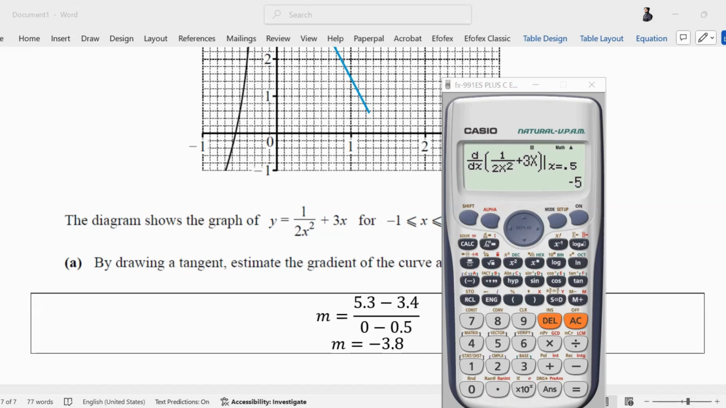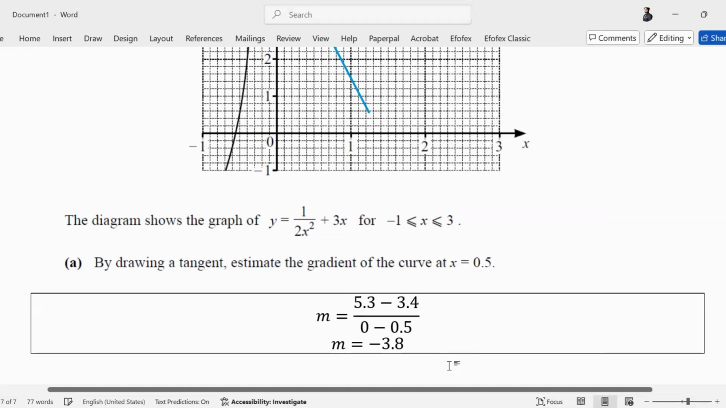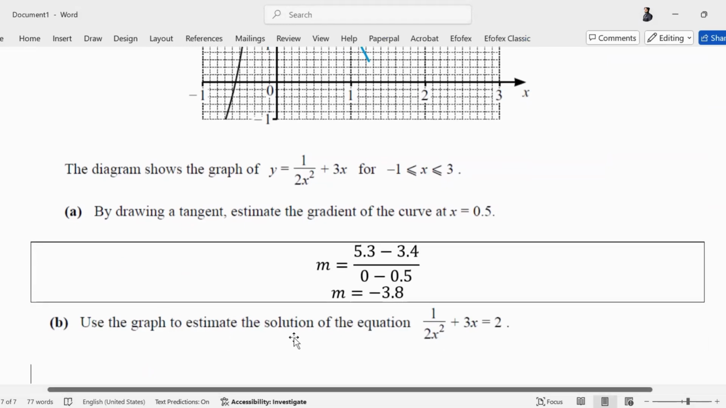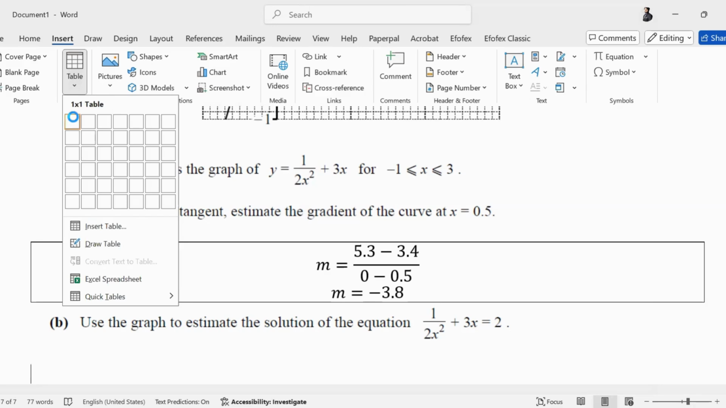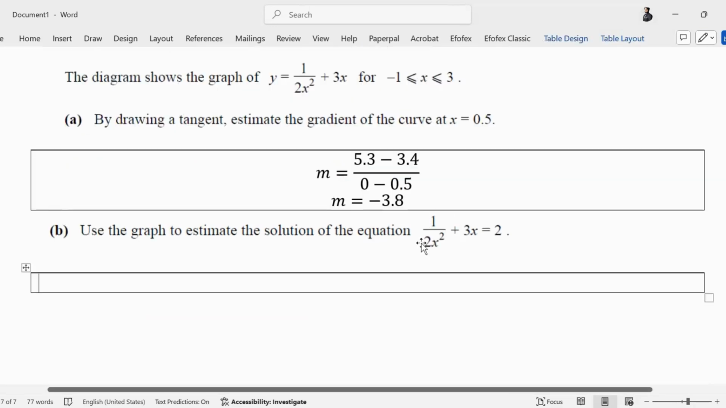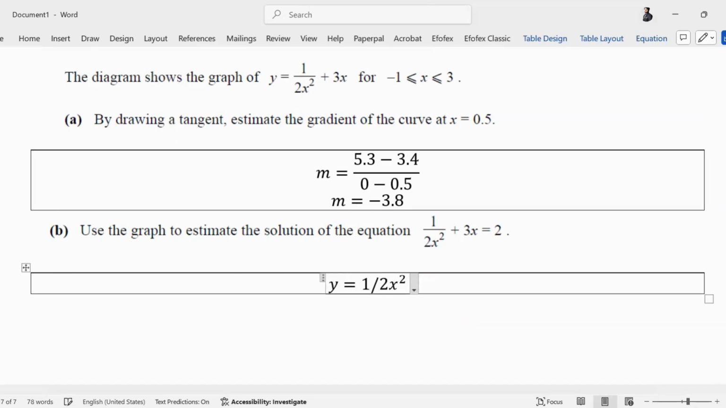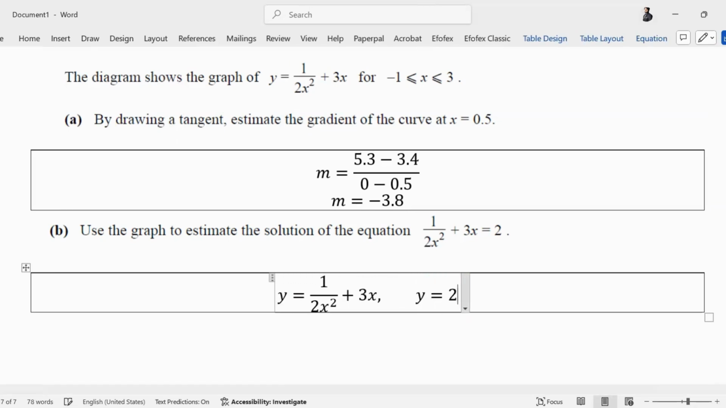Okay, so moving on to the second part of this question, which confuses lots of students. Use the graph to estimate the solution of this equation. If I want to solve this equation graphically, I'll have to make the graphs of the two expressions. I'll have to make the two graphs, y equals 1 over 2 x squared plus 3x and y equals 2. So if I solve them simultaneously, I will get this equation.